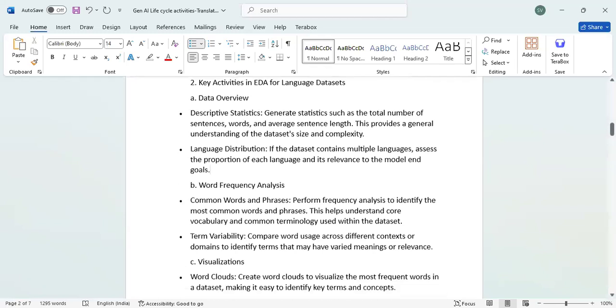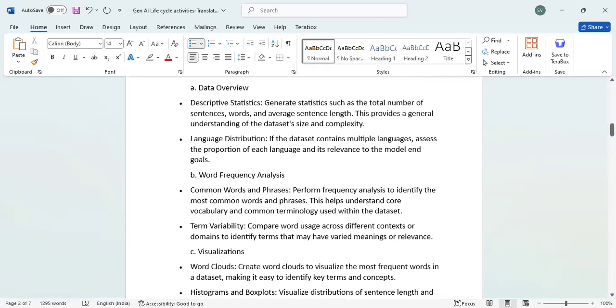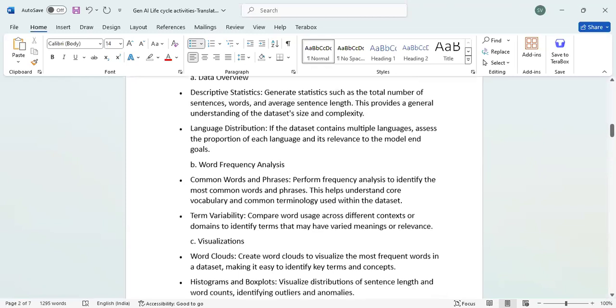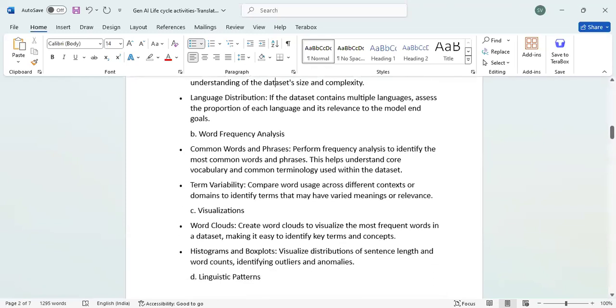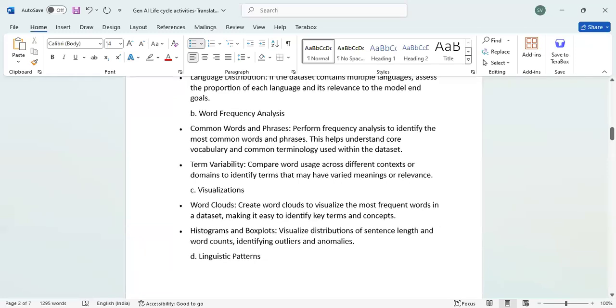Each language wise, the language distribution. If the dataset contains multiple languages, assess the proportion of each language and its relevance to the model's end goals. Yes, the same thing we are identifying and comparing for translation. Is it correctly done? Then one to one, the translator is going to certify it. So word frequency analysis is what? Common words and phrases. Perform frequency analysis to identify the most common words and phrases. This helps understand core vocabulary and common terminology used within the data set.